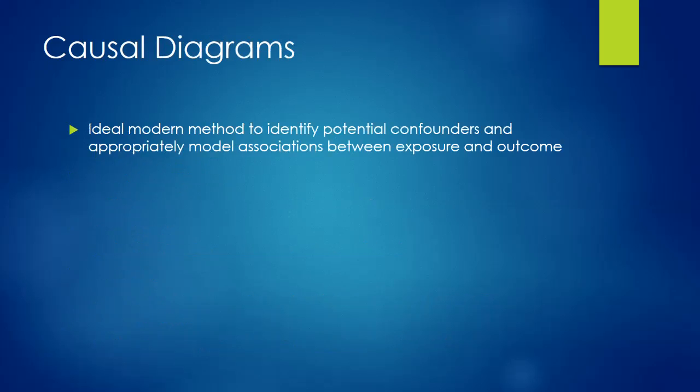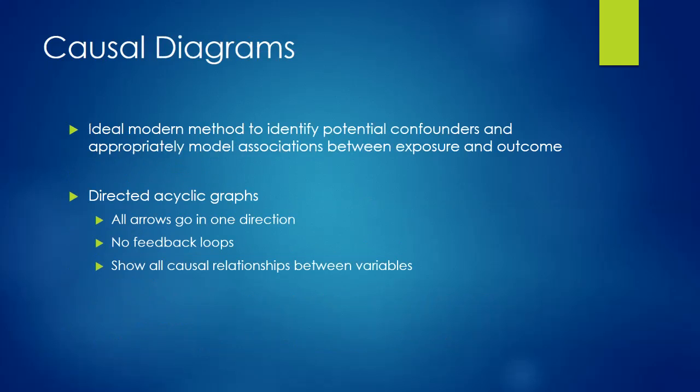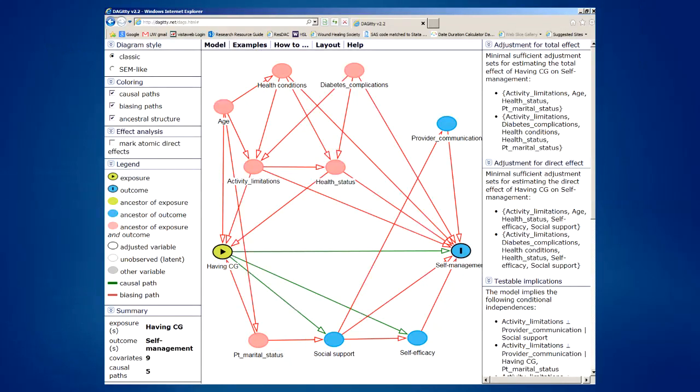More recently, causal diagrams have been developed to evaluate whether an association is causal, and these are called directed acyclic graphs. So they're directed because all the arrows go in just one direction, and the acyclic part means there's no feedback loops. And it shows all causal relationships between variables.